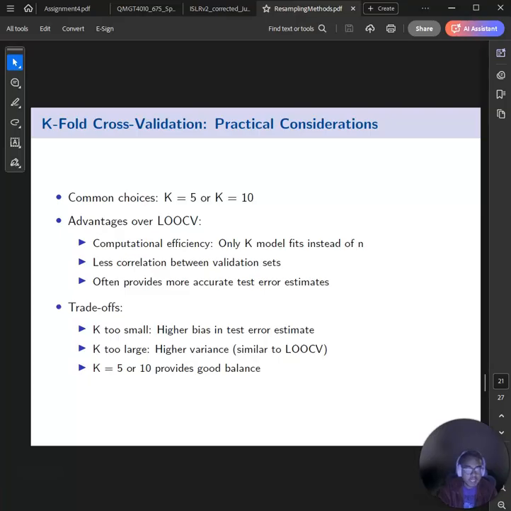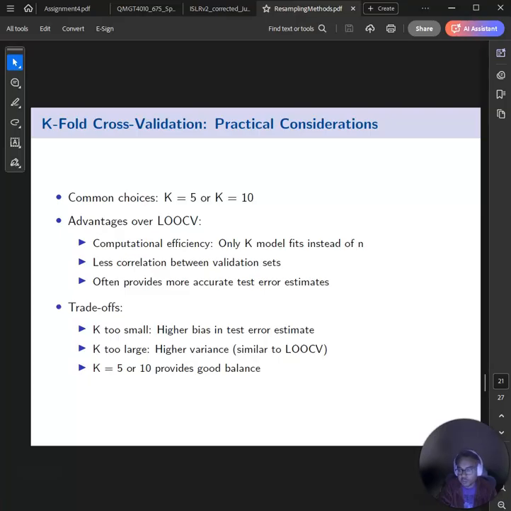While implementing k-fold cross-validation, we need to choose a value of k. The most common practice is choosing k equals 5 or 10. This method has several advantages over LOOCV. It is computationally more efficient, requiring only k model fits instead of n. The validation sets have less correlation with each other, and it often provides the most accurate test error estimates.